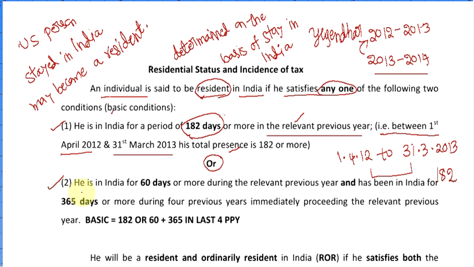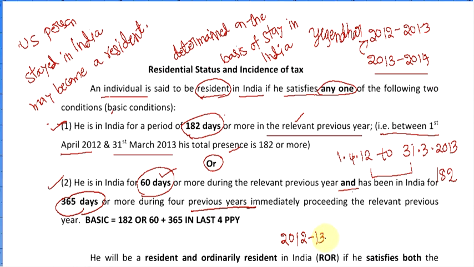Next, if he does not satisfy this, he must satisfy two conditions. One is that in the current previous year he must stay more than 60 days, and he has been in India for a period of 365 days or more during the four previous years immediately preceding the relevant previous year. What is our previous year now?